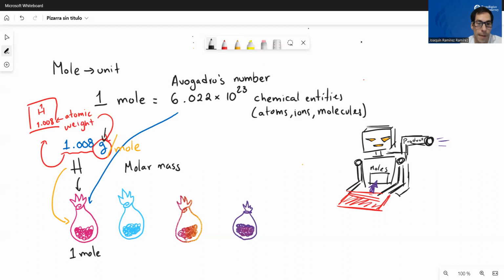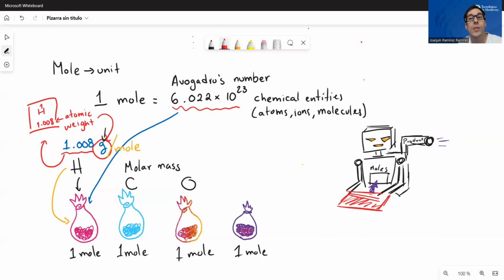So for example, if all of these bags are 1 mole bags, but they are made of different substances, let's say hydrogen, carbon, oxygen, all of these 3 bags will contain exactly the same number of chemical entities, in this case, the same number of atoms. So in the hydrogen bag, because it's 1 mole, it will have 6.022 times 10 to the 23 atoms of hydrogen. The next bag will have 1 mole of carbon. That means it will have exactly 6.022 times 10 to the 23, etc.